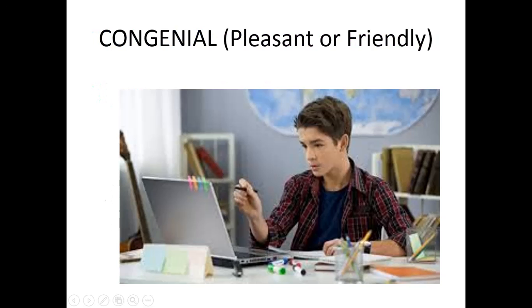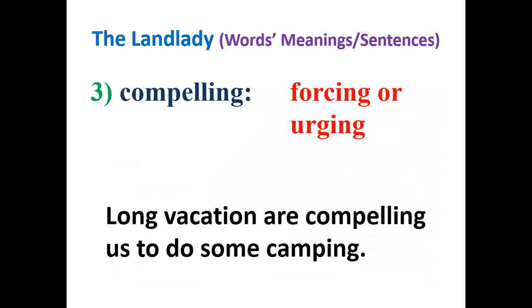Now you can see in the picture that a student is busy attending his online lecture. Now he is not involved in any useless activity like gaming or listening to the music. He is fully attentive towards the lecture. So you can say there is a complete congenial environment in his room. Congenial means very peaceful, pleasant or friendly.